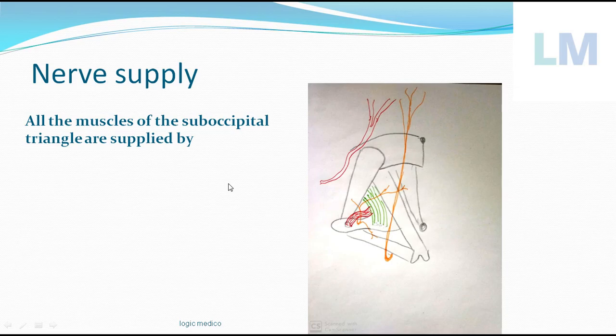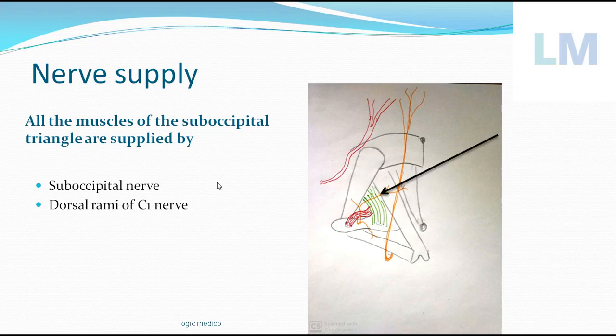All the suboccipital muscles, or the muscles forming the suboccipital triangle boundary, will be supplied by the dorsal ramus of C1. So it's better called the C1 nerve, dorsal ramus of C1. Since it is there in the suboccipital triangle, we can also call it the suboccipital nerve. That is the nerve I was talking about. See, it's supplying this inferior oblique also.